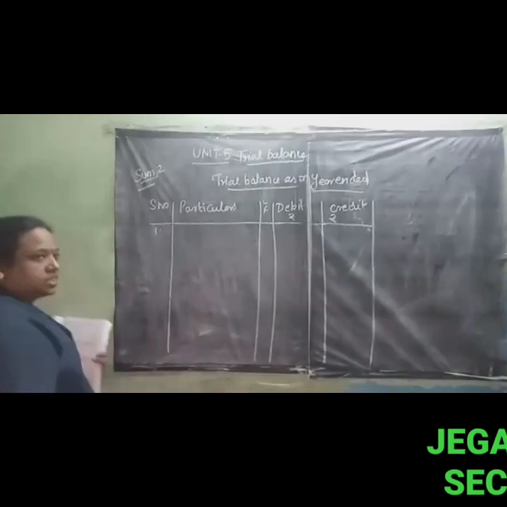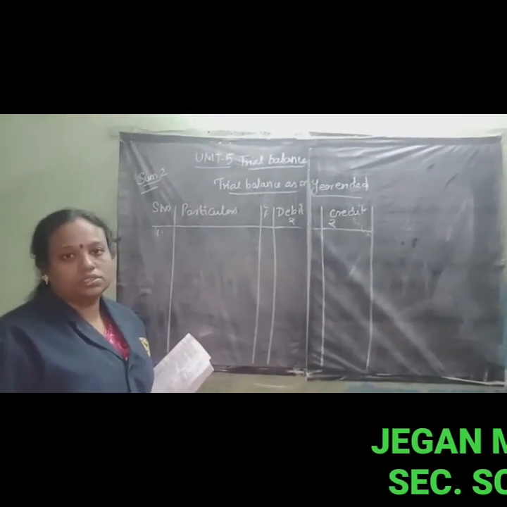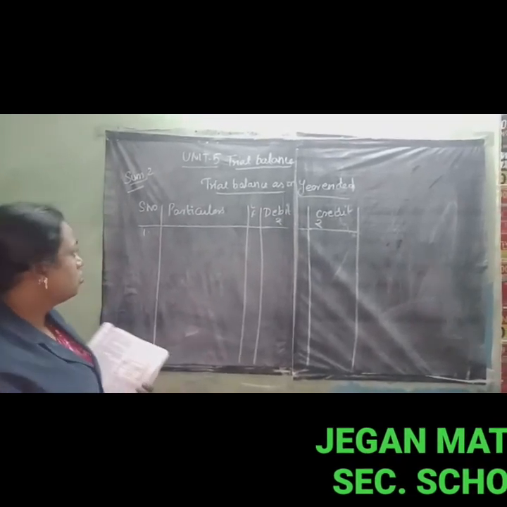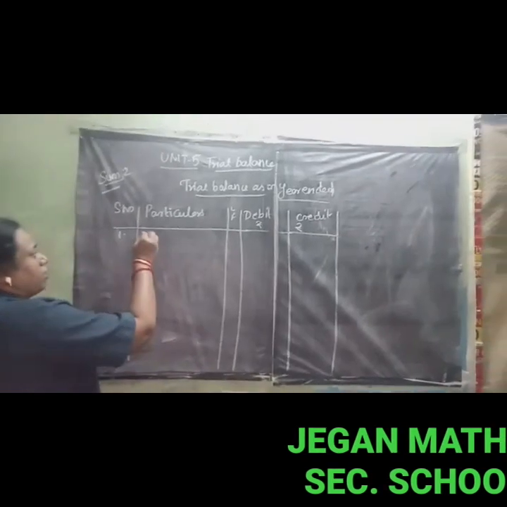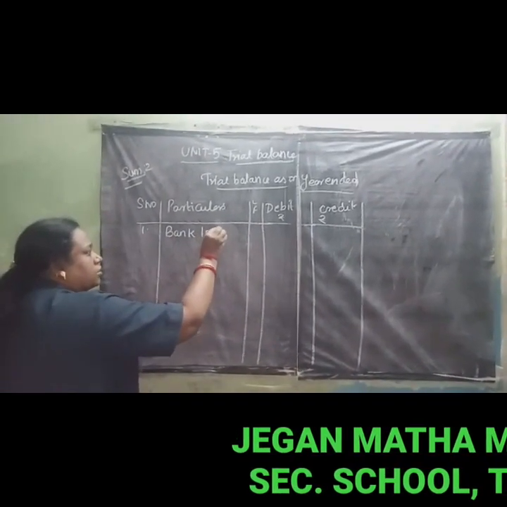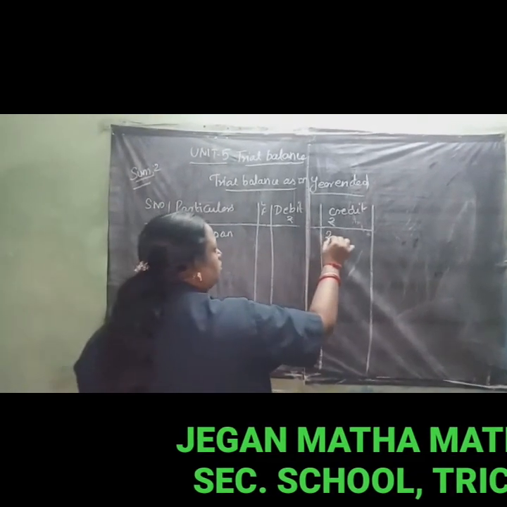So first one, bank loan. All the assets are debit side, liabilities credit side, all the expenses and losses debit and all the incomes and gains credit. So easy method. First one, bank loan. Bank loan is a liability, so you have to write on the credit side, bank loan. What is the amount? 2 lakh.